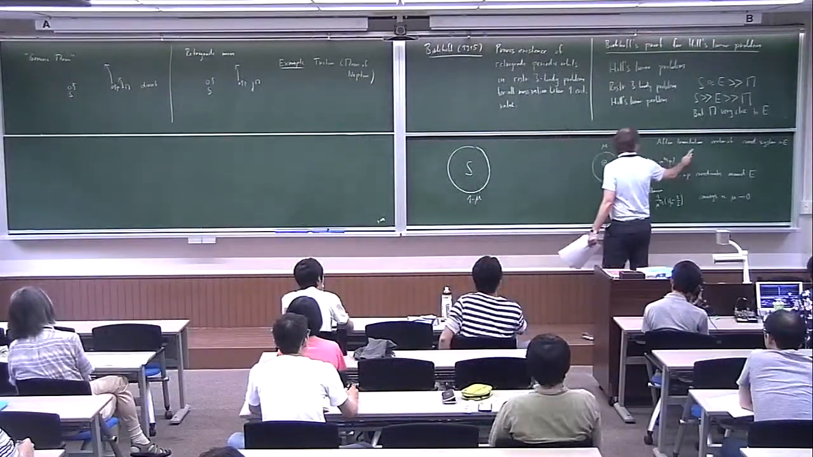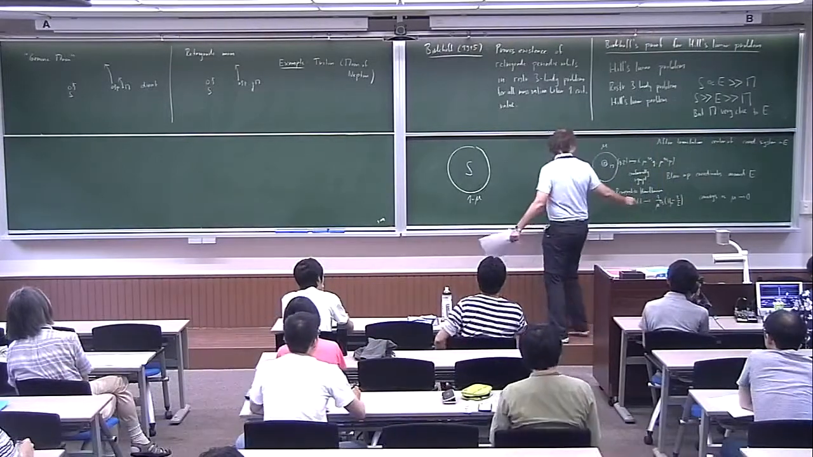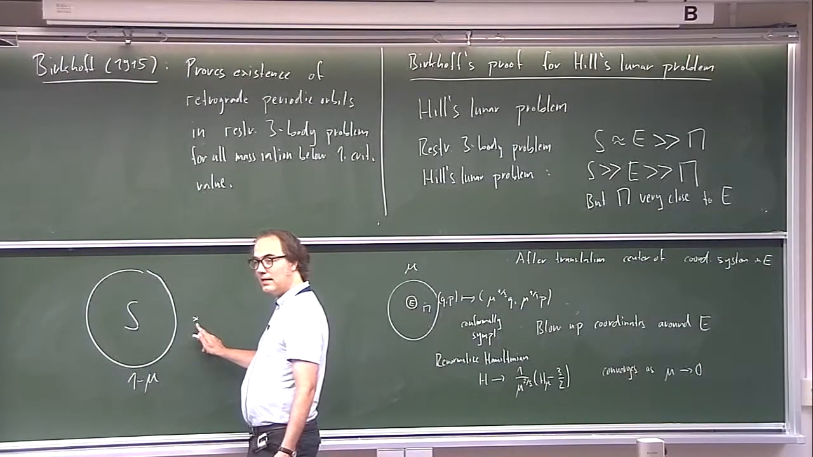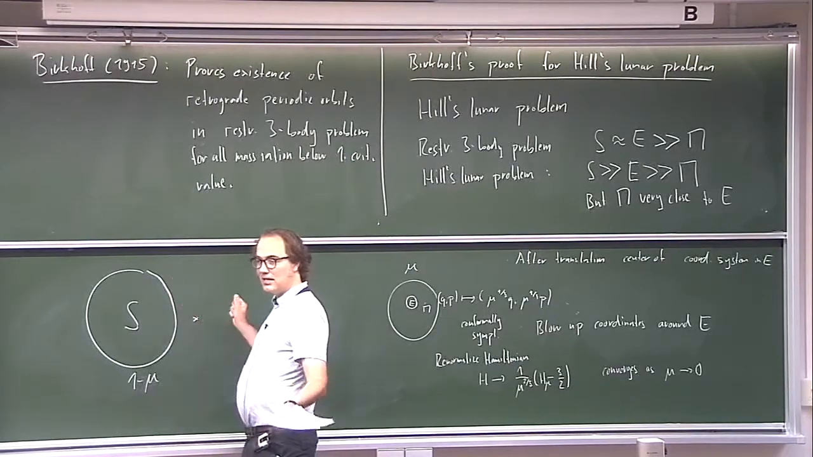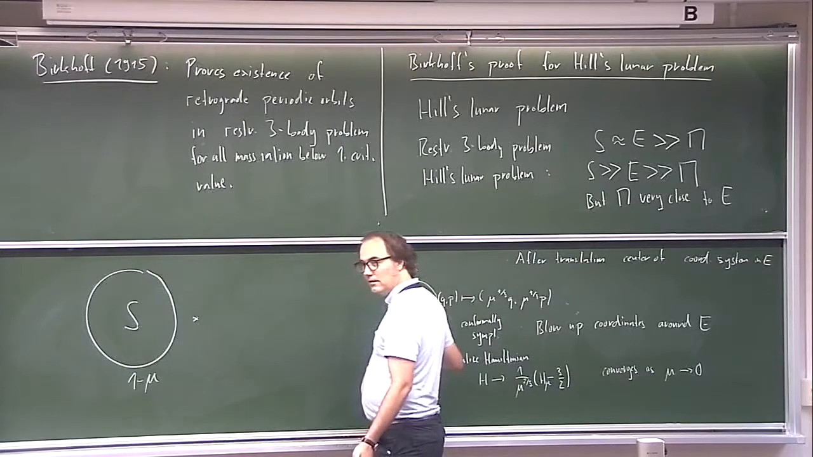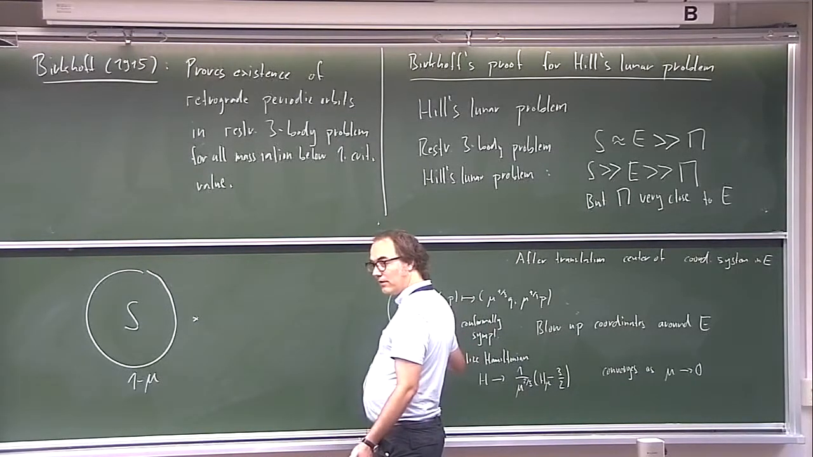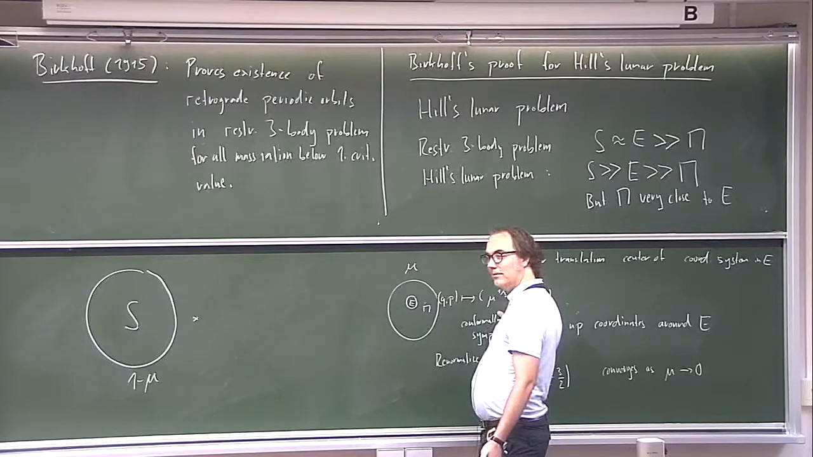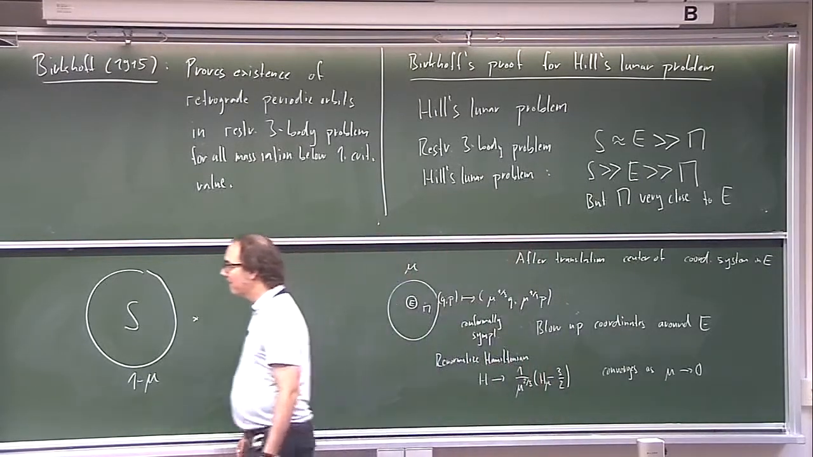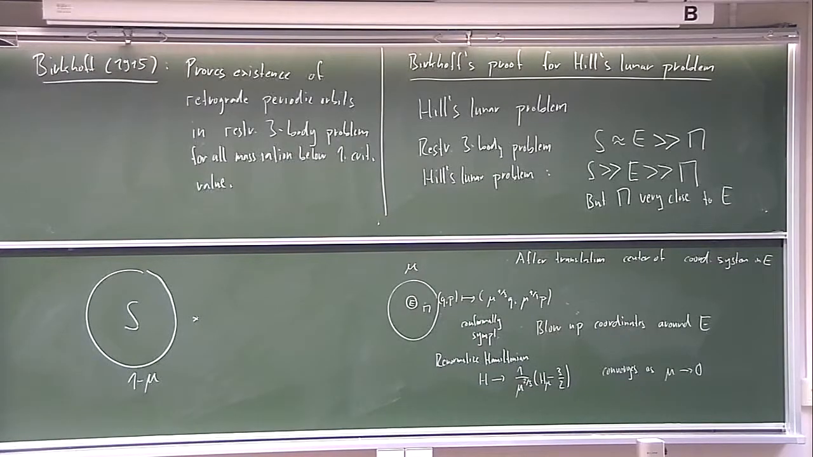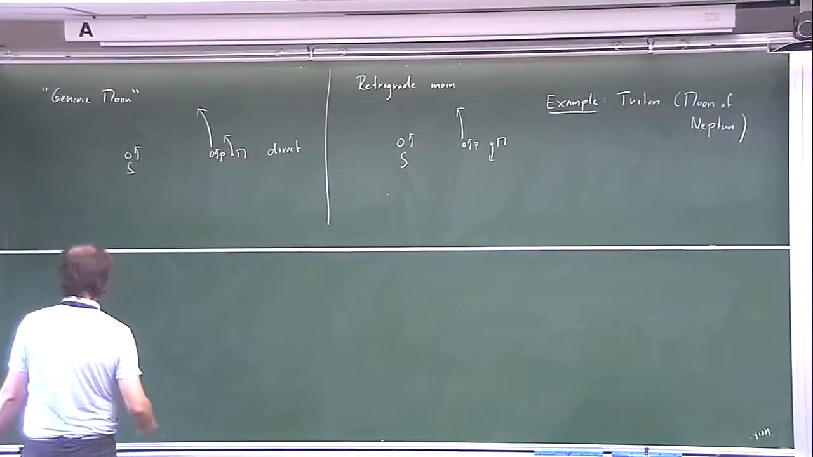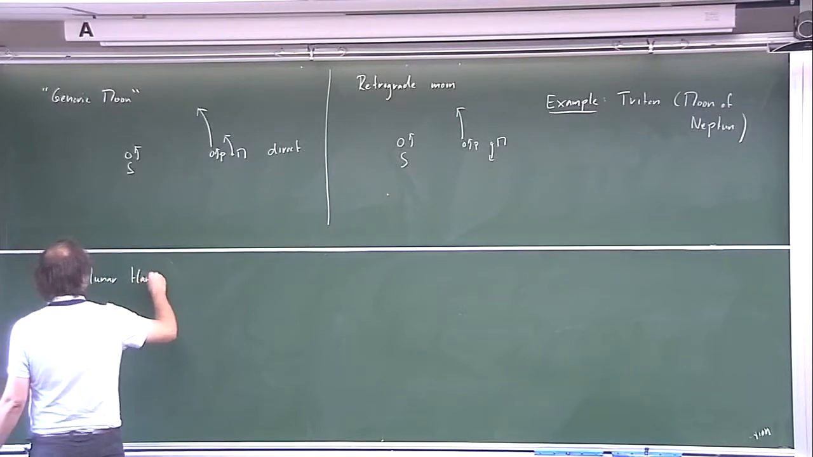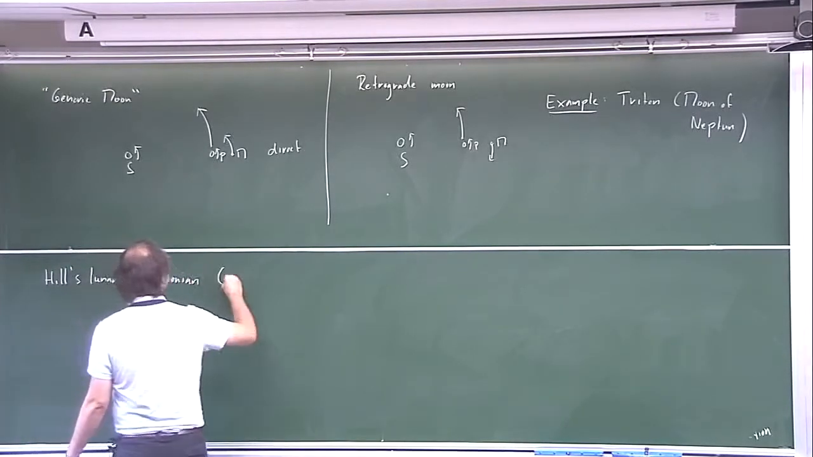So we translate. This is already after translation here. Originally we had the center here, but this is just some translation, so this is symplectic. Then the center is in the Earth. Earth is now the center of the world. But then we blow up. So the Hill's lunar Hamiltonian, this is the limit Hamiltonian.